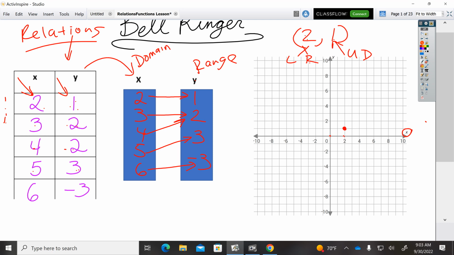You with me? Now let's do the same thing for all the other ones. 3, 2 is the next point. So we go to 3 and go up to 2. 4, 2. 5, 3. And 6, -3. Are you with me? Now, is this a function, yes or no? This is what we're going to learn in this lesson. If your x values repeat, it's not a function. If your y value repeats, it's okay, not a problem. But the x value can never repeat.